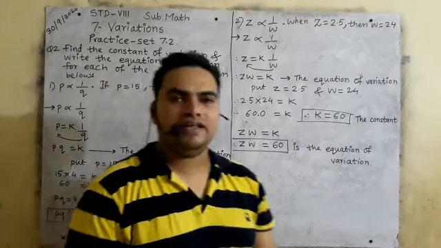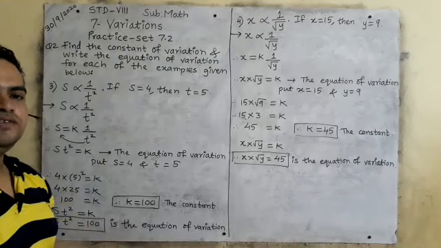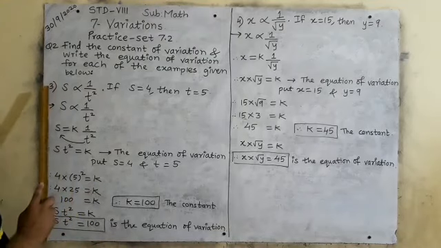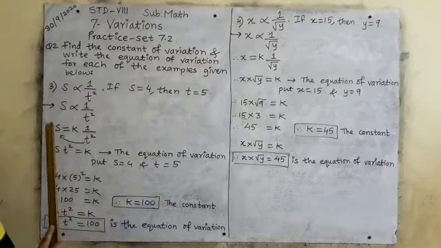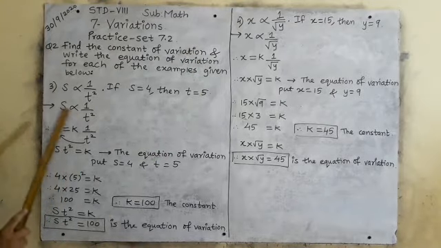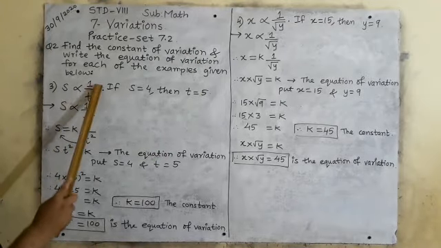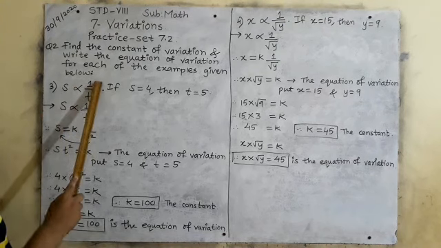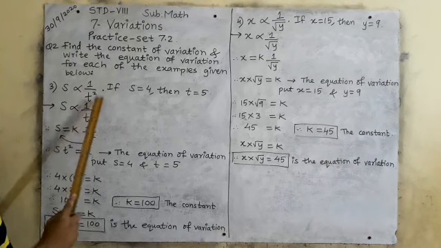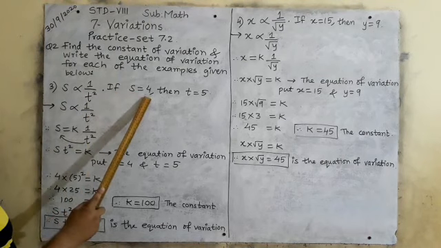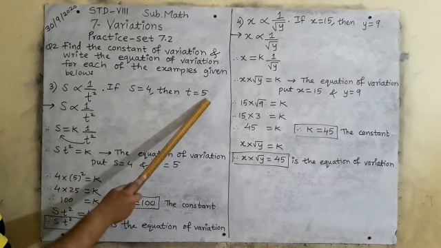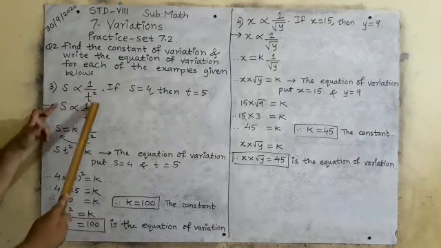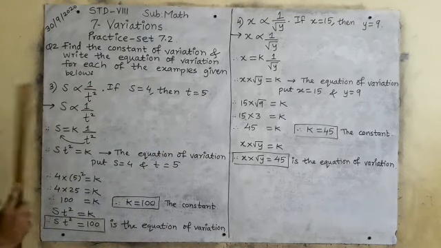Now we will see third and fourth. So dear students, now we will see the third and fourth question of question number 2. See, S is inversely proportional to T square. Okay, S is inversely proportional to T square. If S is equal to 4, then T is equal to 5. Simple. First we will write the question as it is.